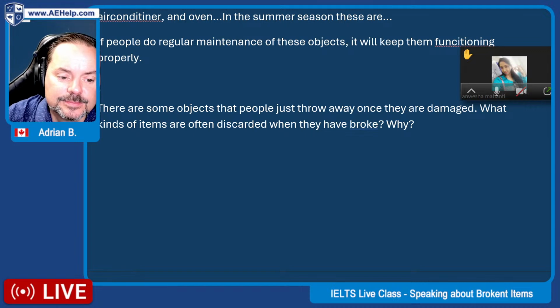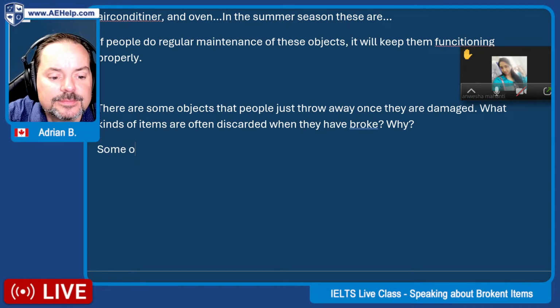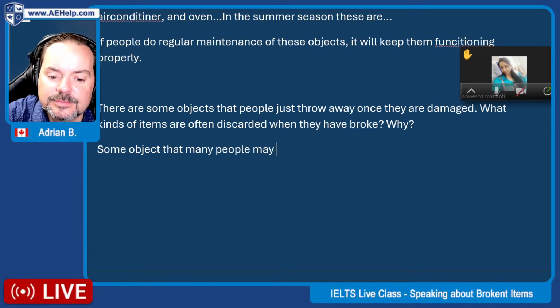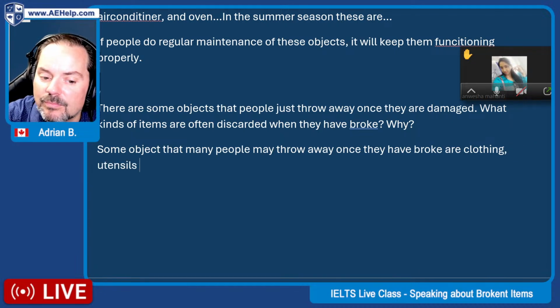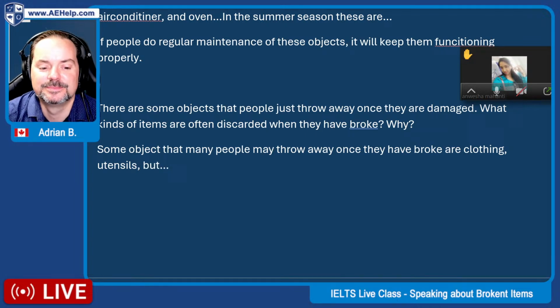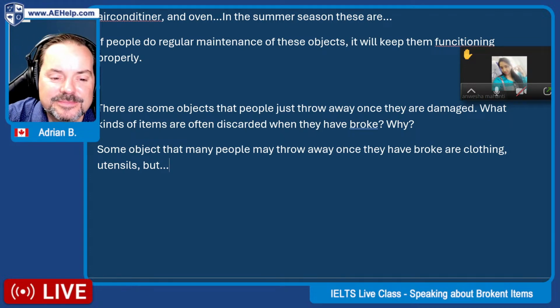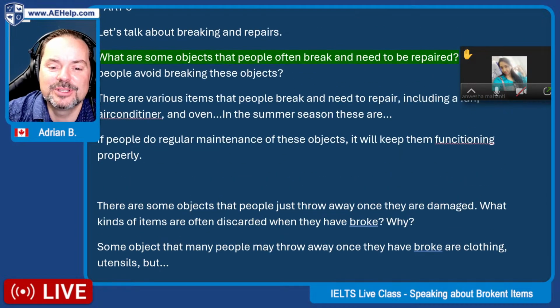Some objects many people may throw away, like clothes, old clothes, and old utensils. But I think this may be useful if I hand it over to the poor people. It will be useful for the people and fulfill the need of the poor. Okay, Anwesha, I'm going to stop you there.